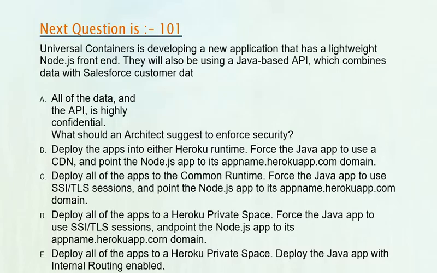Question: Universal Containers is developing a new application that has a lightweight Node.js front end. They will also be using a Java-based API which combines data with Salesforce customer data. Option A. All of the data and the API is highly confidential. What should an architect suggest to enforce security? Sorry, this is also part of the question.